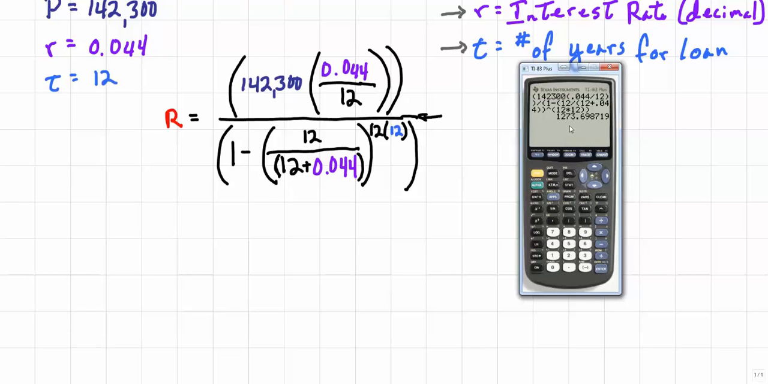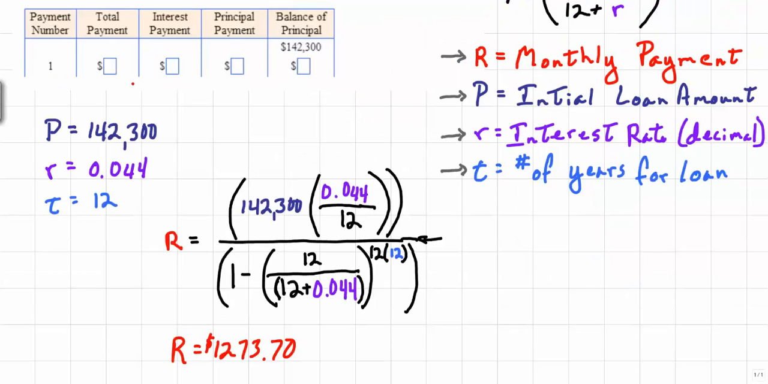And this is the answer that I will get, $1,273 and roughly 70 cents. Okay, so that means that right here in this column we'll have 1273.70. Now we need to talk about finding the interest payment, the principal payment, and the balance of principal.